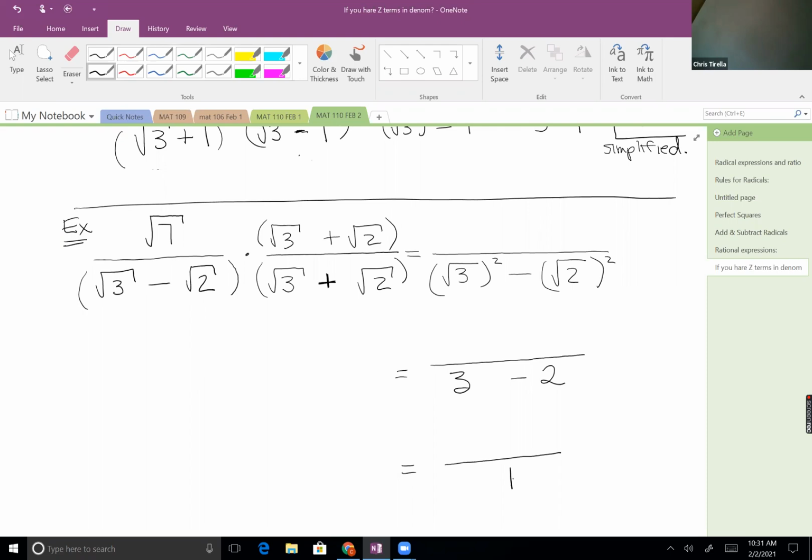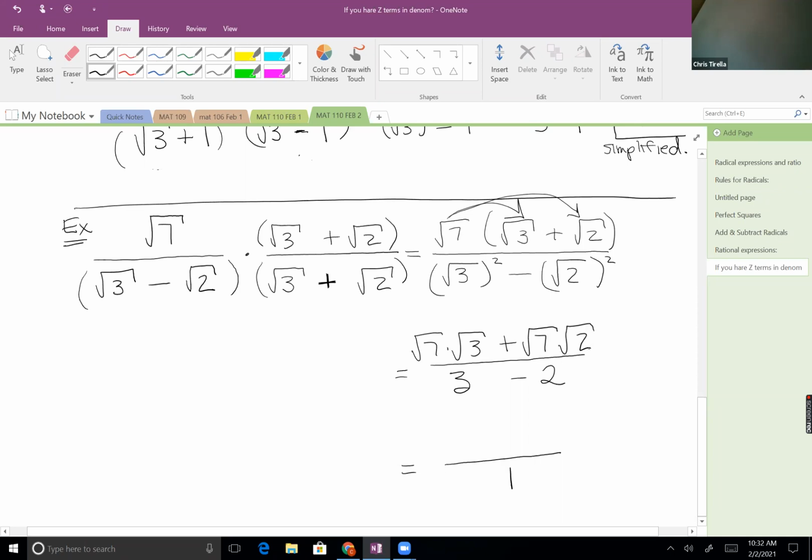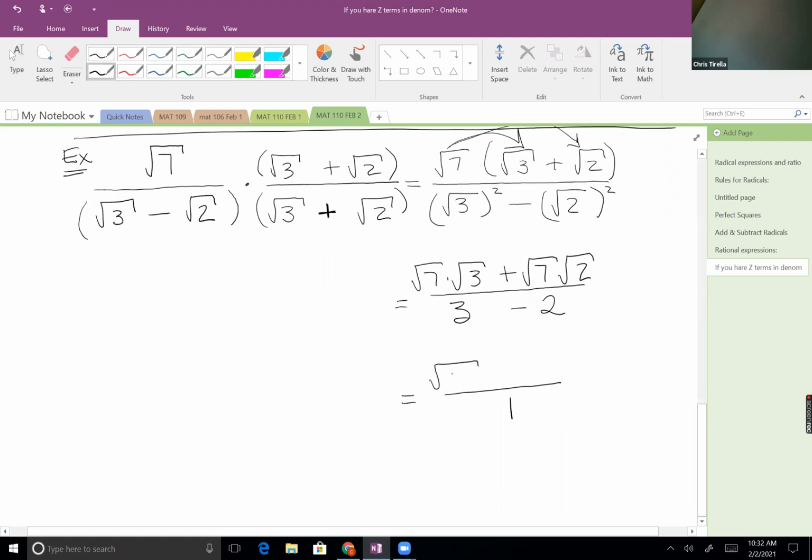Now, let's find out what our numerator is. We'll have radical 7 times radical 3 plus radical 2. We have to distribute. So that'll be radical 7 times radical 3 plus radical 7 times radical 2, or the square root of 21 plus the square root of 14.